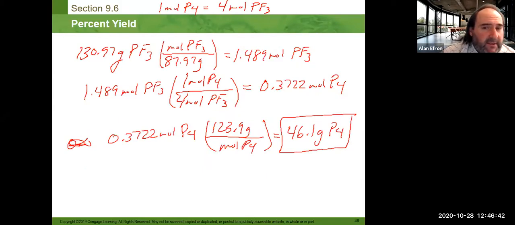Any questions on that combination step there? Or questions on stoichiometry in general, limiting reagents, excess reagents, basic stoichiometry problems, percent yield? Any questions on that?